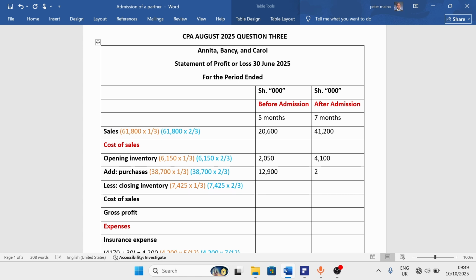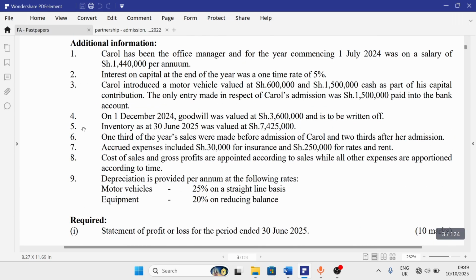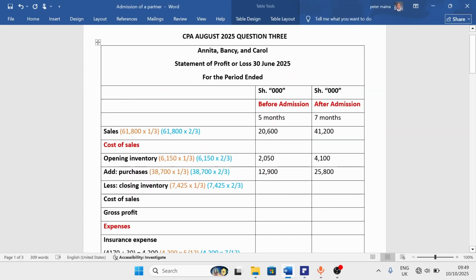So that is giving us 25,800. Let us now go to the closing inventory. We are supposed to less closing inventory. So in the question, closing inventory is given in the additional information number 5. We were told inventory as at 30th June 2025 was valued at 74.25. So we are going to apportion 74.25 using the same rates.